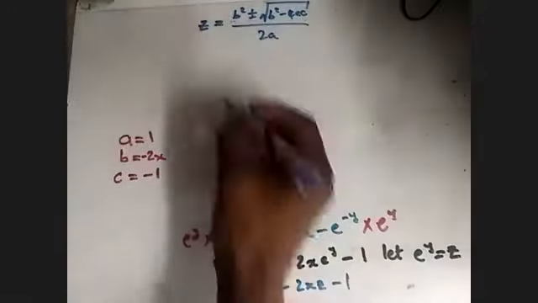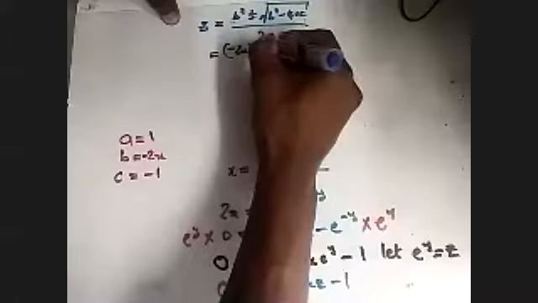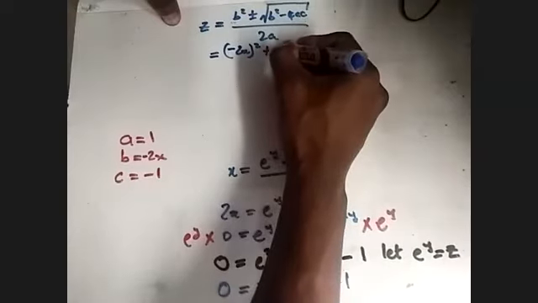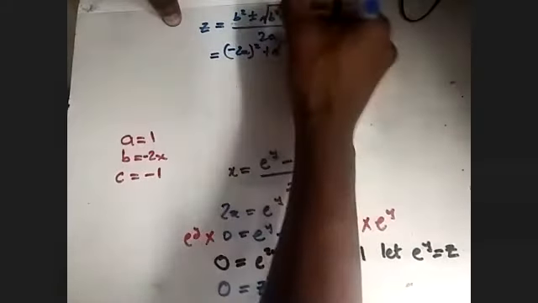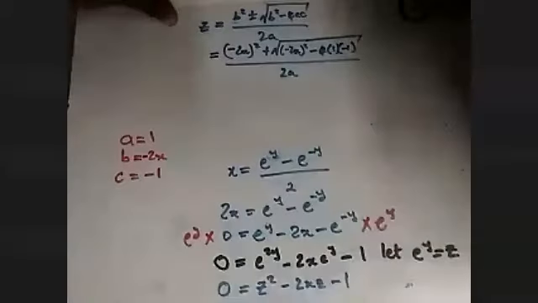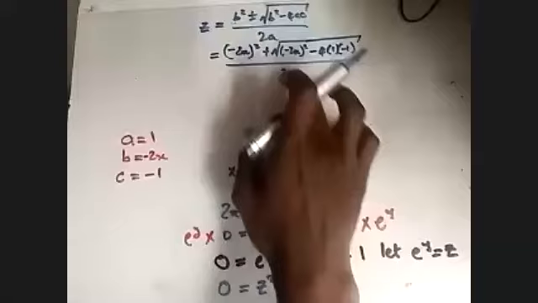So I'm going to have negative 2x, and then I'm going to square it, plus the square root of, okay, I'm going to need a lot of space. Okay, negative 2x, minus 4. What is the value of a? It's 1, divided by 2a. Oh, our a is 1, so I can just remove this one. Okay.